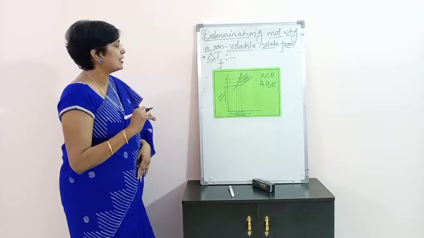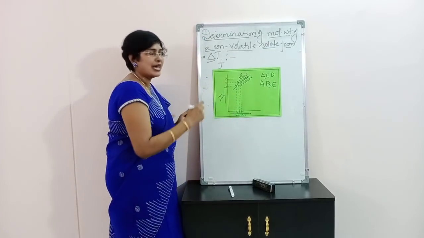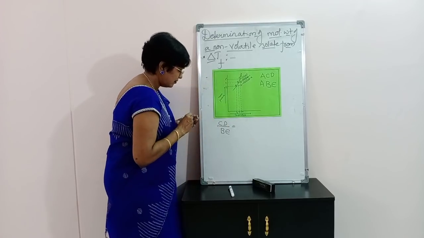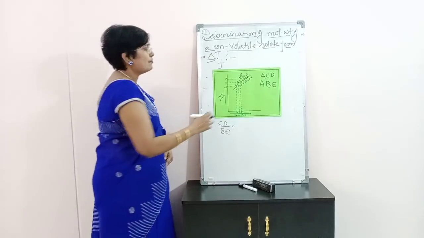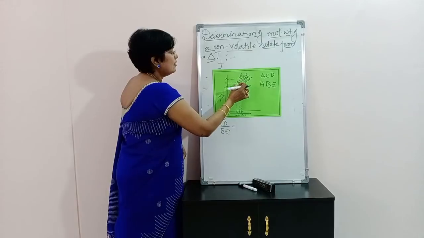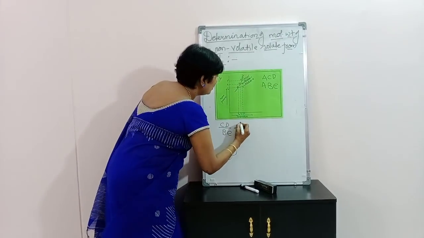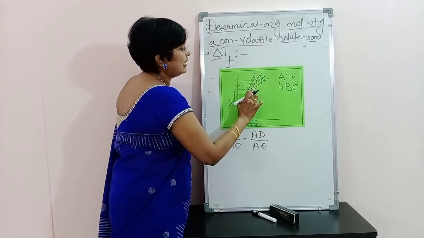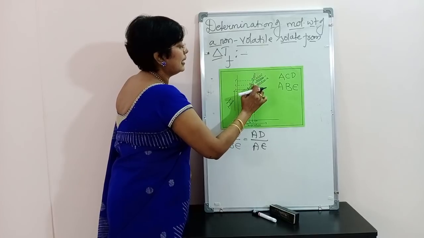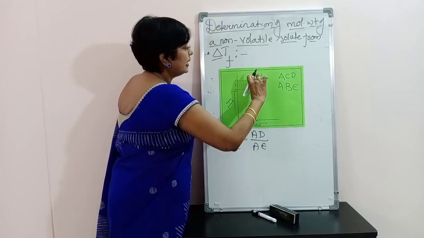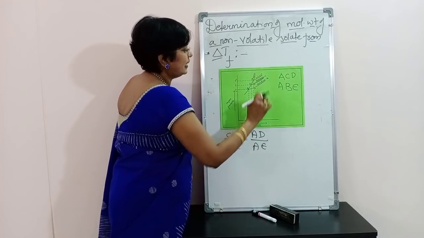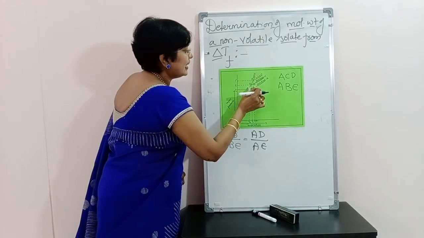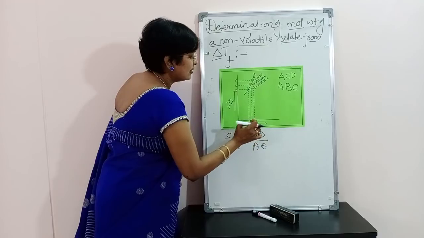Okay. Therefore, below write down, students. Now, we will do the comparative study. So, CD by BE is equal to AD by AE. From these two triangles, look here, students, CD of ACD and BE of ABE is equal to AD by AE, students. AD divided by AE. Okay, so now what is CD corresponding to? CD corresponding to two temperatures, T0 and T2.